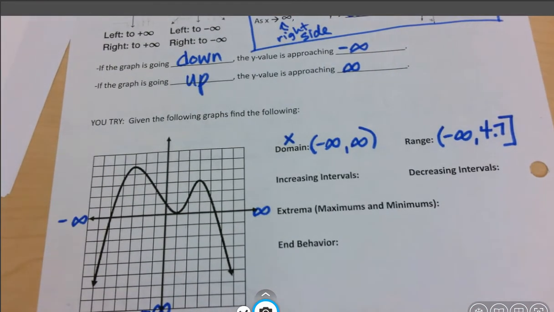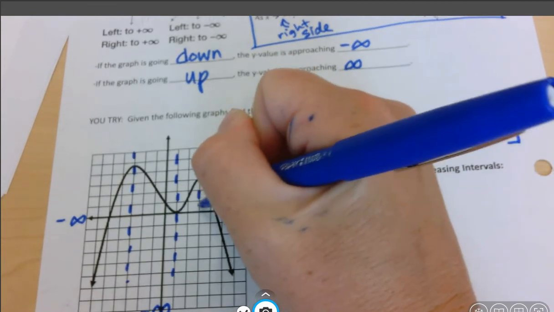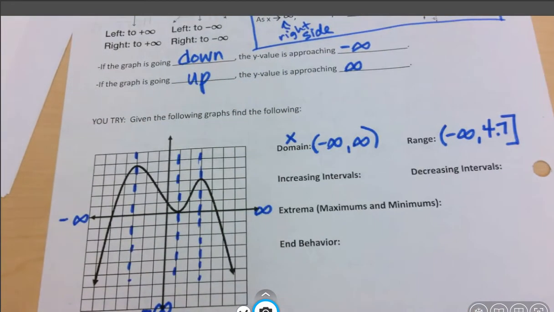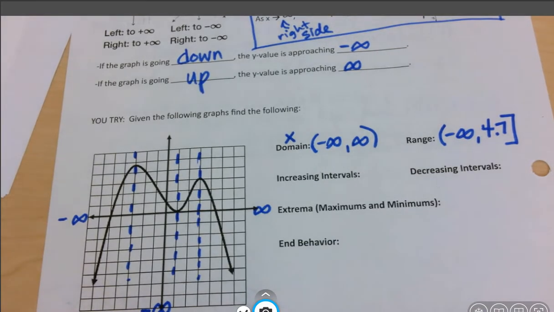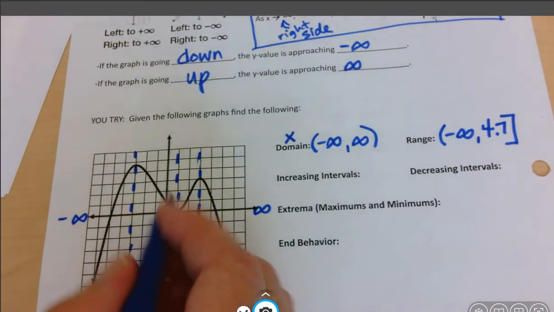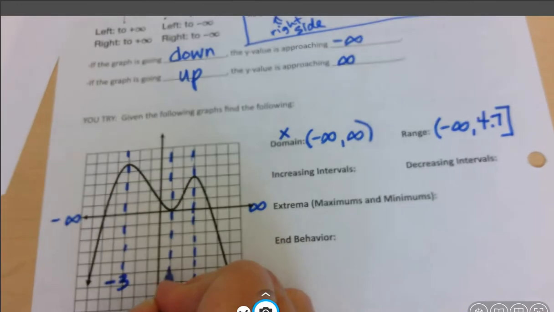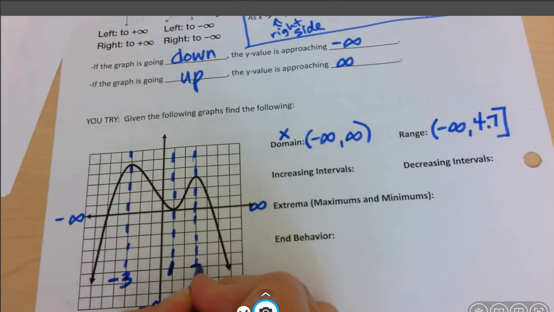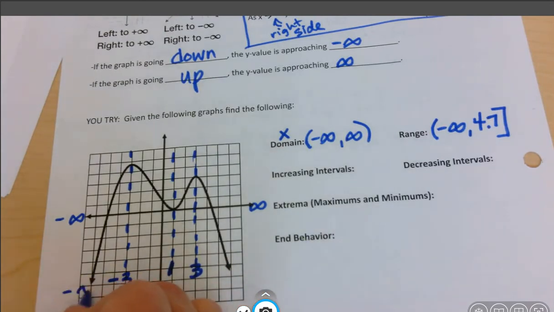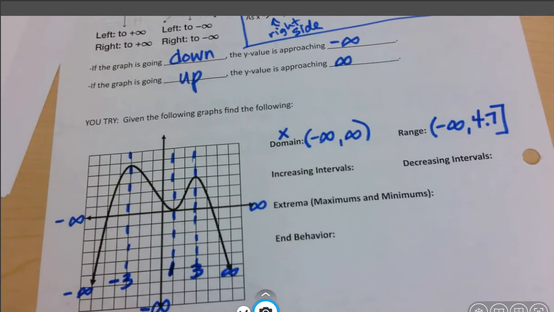All right, increasing and decreasing intervals. That's talking about as you read the graph from left to right, is it going up, down, what's it doing, okay? Remember that what we do is we draw these dashed lines through each turning point, and we use those to help us focus on the x values, because when we do increasing and decreasing, we always use x values and we always use parentheses. So I'm going to call this one -3, 1, 3, and then I'm going to put negative infinity and positive infinity here.